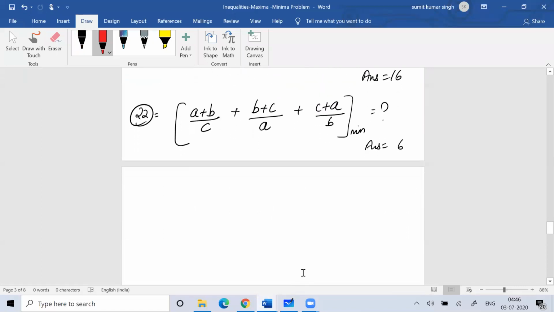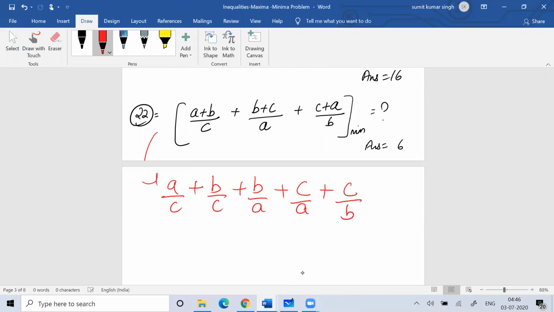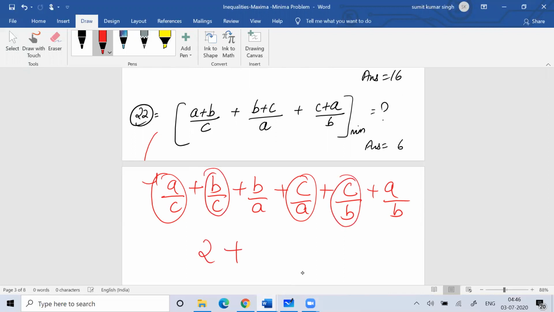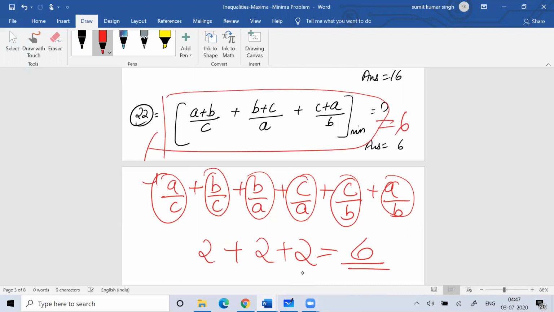You can see this question. If I open the bracket, this would be a by c plus b by c, b by a plus c by a plus c by b plus a by b. So a by c plus c by a, the minimum value of that would be 2. b by c plus c by b, the minimum value would be 2. And similarly b by a plus a by b, the minimum value would be 2. So the minimum value of this expression would be 6. Based on this, you may get questions, and you can solve these questions very easily.